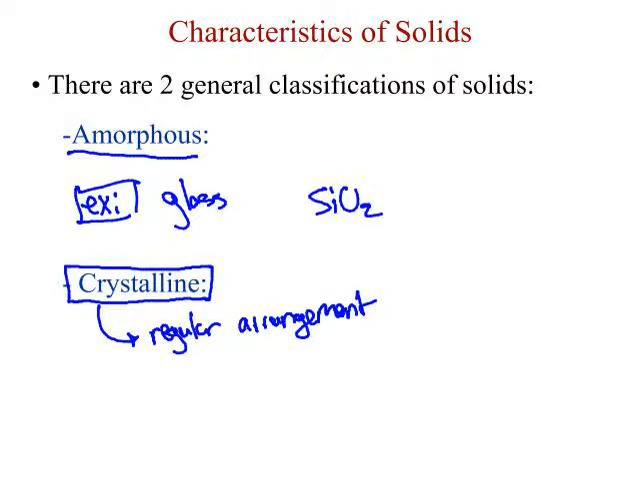Now remember, we've referred before, guys, to a crystal lattice. That is the three-dimensional structure. It's a repeating arrangement of those particles in three dimensions. We're going to focus mostly on these because they're more interesting.